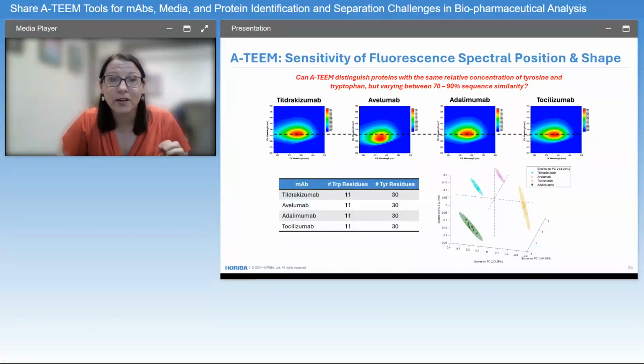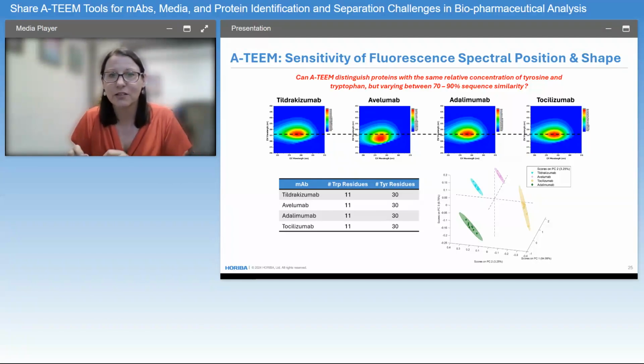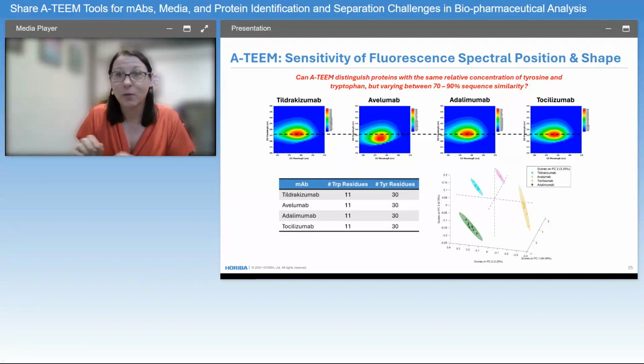For these 4, these actually have similar protein structures, the exact same number of tryptophan and tyrosine residues. So those are the fluorescent molecules. But those tryptophan and tyrosines, the fluorescence signature, the fluorescence spectrum and A-TEEM spectrum is sensitive to the local environment. So even if the differences are in a different part of the protein, they're not necessarily a difference in the tryptophan and the tyrosine numbers.